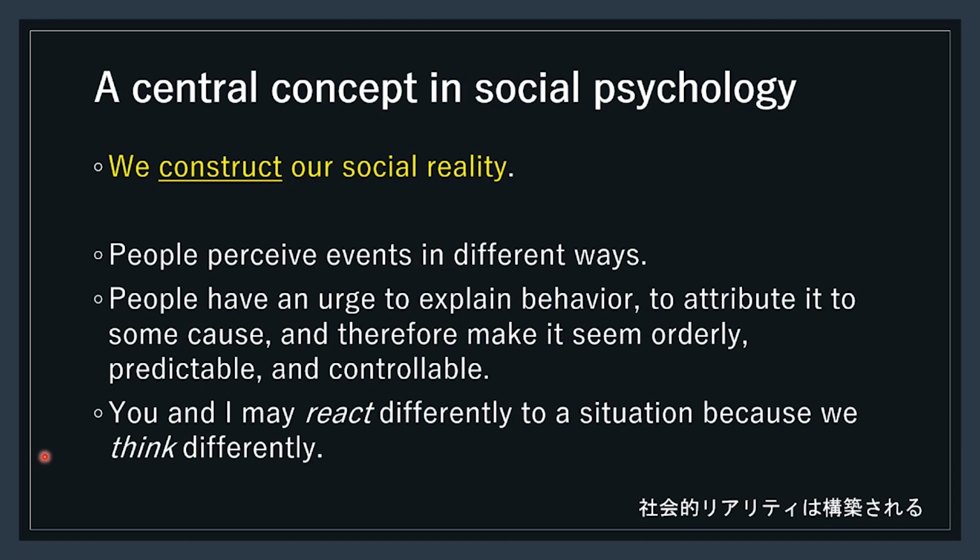And one important fact is that we humans have this irresistible urge to explain behavior, to attribute it to some cause, meaning that we want to find the cause of the event. We want to understand that something has caused the event, and therefore to make the event seem orderly, predictable, and controllable. And this all influences how we perceive the event. And this is why you and I may react differently to a situation, because we think differently about it.